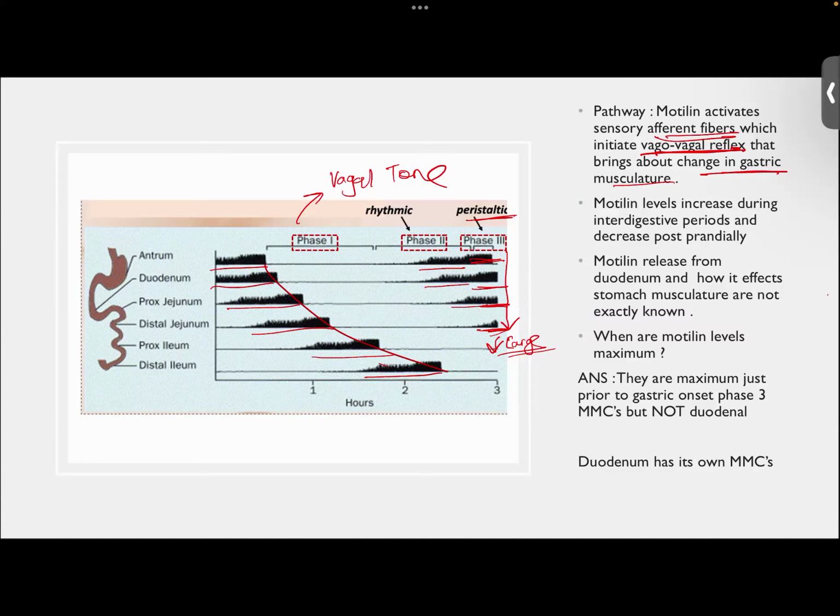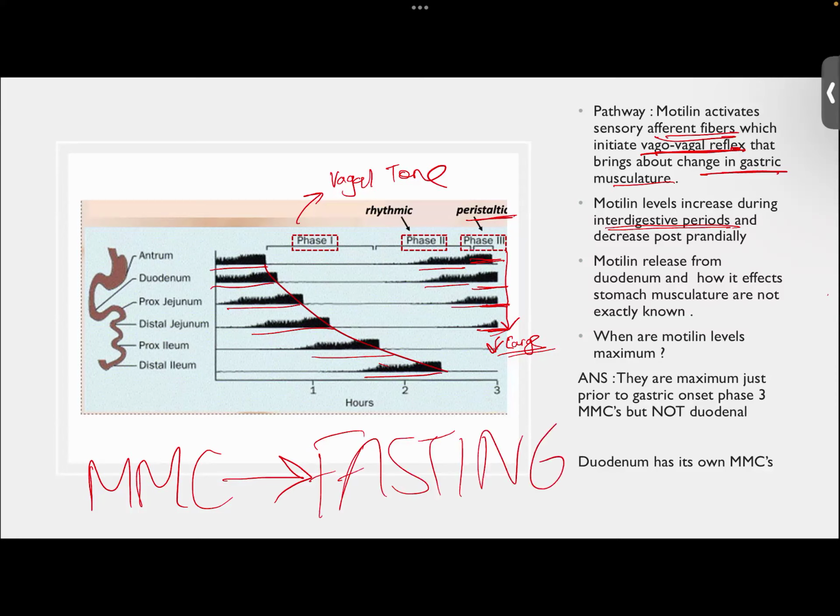Motilin levels increase during interdigestive periods because the MMCs happen when we don't eat. It happens when we're fasting. Please remember this. MMC is during fasting or interdigestive period. Okay, it does not happen when you eat. It decreases postprandial. So motilin increases when you don't eat, and that's why you have the MMCs, because motilin is linked with MMC. And then it decreases after you eat. So then there's no MMCs after you eat because there's no motilin.